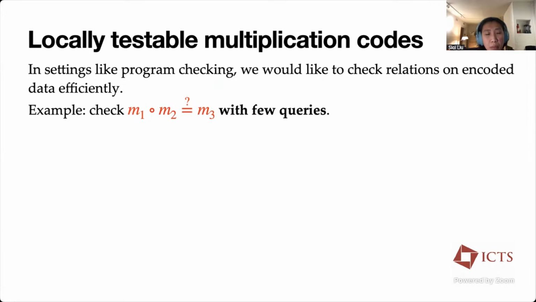One pretty commonly checked type of relation in this kind of setting is that we would be given three vectors, M1, M2, and M3, and we'd be asked to check that M1 entry-wise product with M2 is equal to M3. This type of relation comes up when you want to do checks on all kinds of algebraic circuits and R1CS problems and stuff like that. So if one wants to do it with few queries, what should we do?